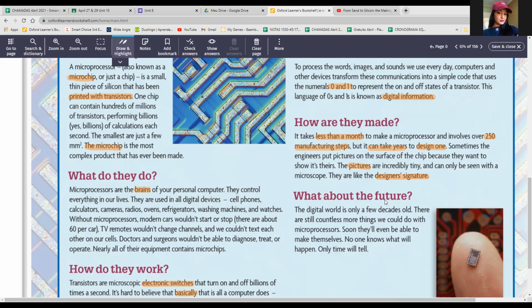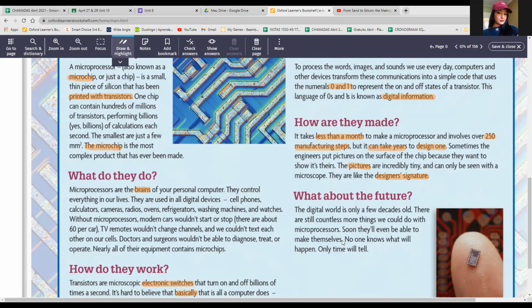Now, what about the future? The digital world is only a few decades old, so it's something very new, okay? There are still countless more things we could do with microprocessors. Soon, they will even be able to make themselves. No one knows what will happen. Only time will tell.